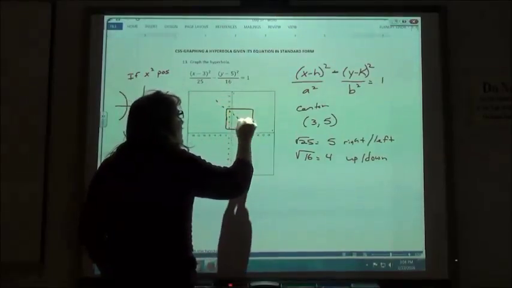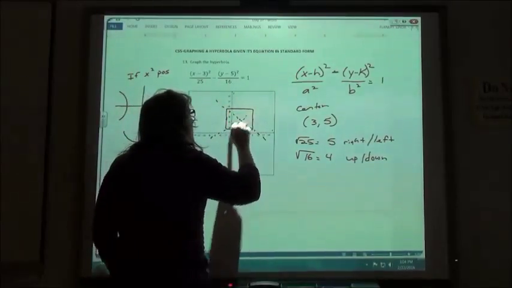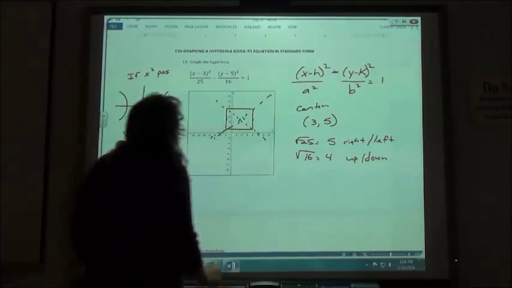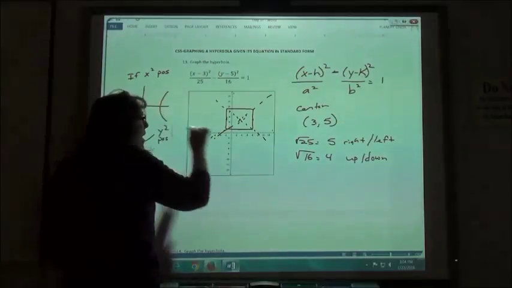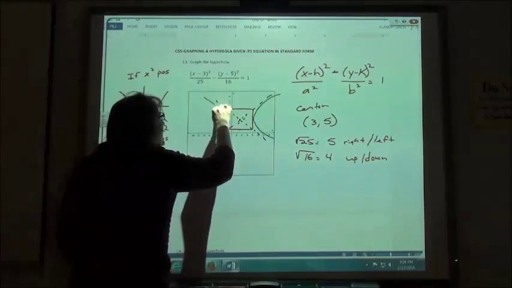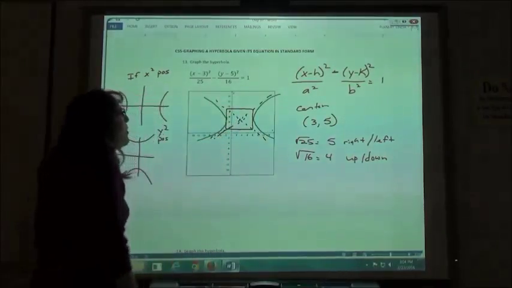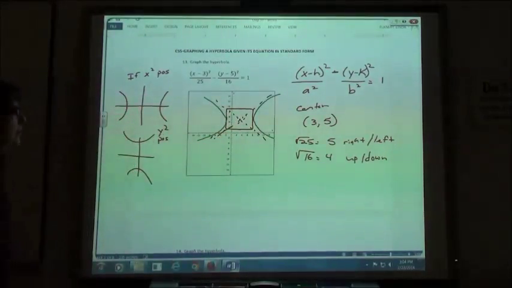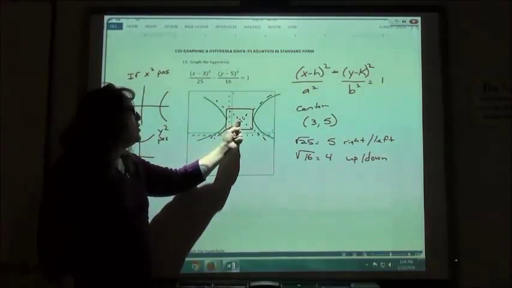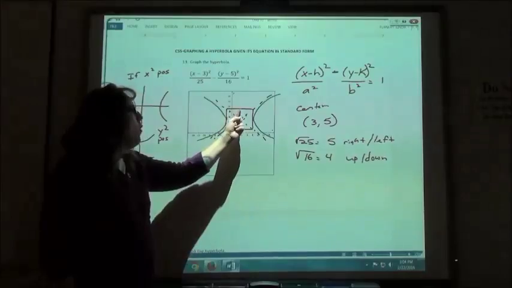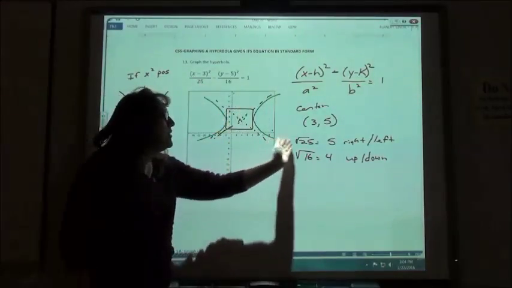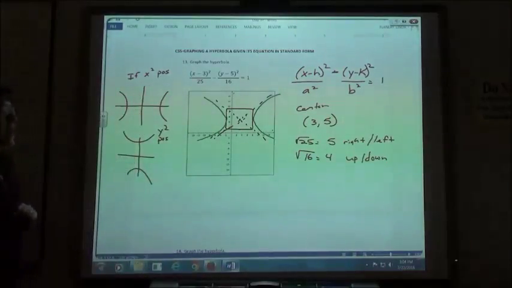And it's going to have the diagonals drawn through the box, if I could draw straight. And my hyperbola is going to open up left and right. So my hyperbola is going to open up like that. So you'll place the center, and if your x is first, means you're going to go 5 to the right, 4 up. It's going to draw that box in there, and it's going to draw your hyperbola going to the left and to the right.